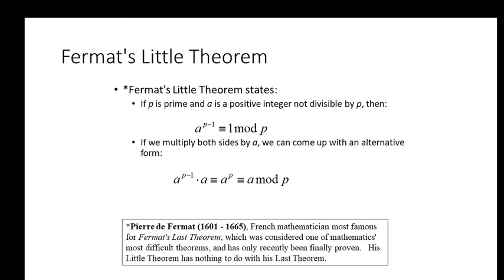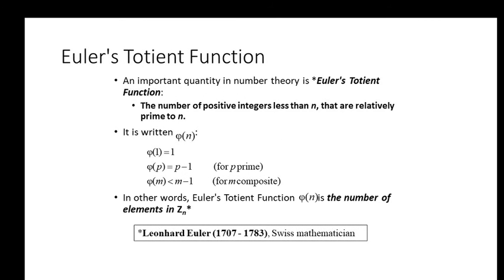Fermat's little theorem. This states that if p is a prime and a is a positive integer not divisible by p, then a to the power p minus 1 is congruent to 1 mod p. If we multiply both sides by a, we can come up with an alternative form: a to the power p minus 1 times a is equal to a to the power p, that is a mod p. We can work through an example.